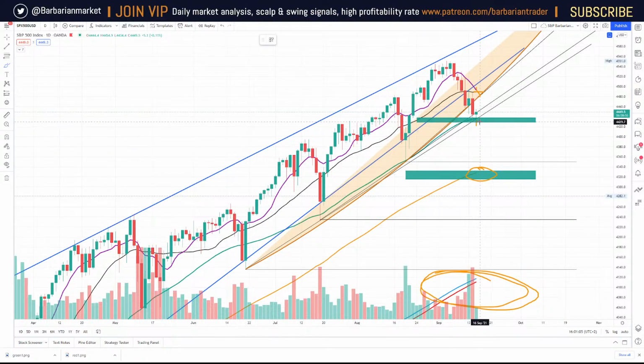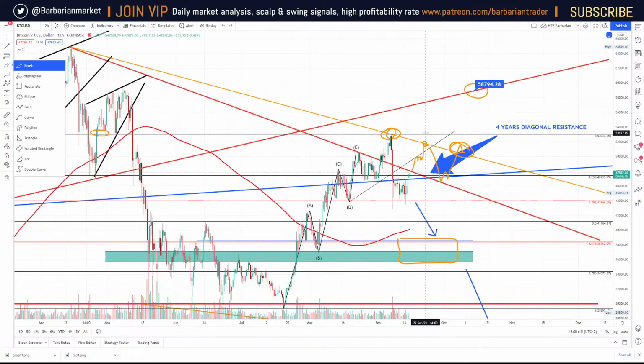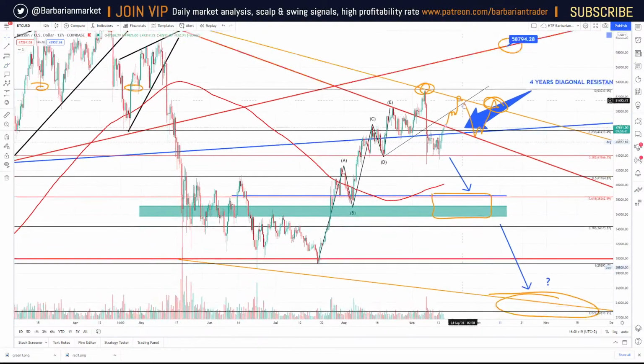The move between the 50 moving average and the 100 moving average is usually very fast. So don't be surprised if on Bitcoin we have a second leg down, another fast one, okay? Because, as I said, nobody wants to hear the word bear market. No, this time it will be different. No, it will not be, okay?